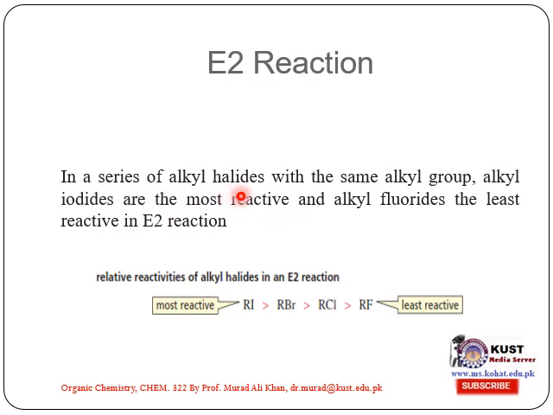In a series of alkyl halides with the same alkyl group, alkyl iodides are the most reactive and alkyl chlorides are the least reactive in E2 reaction. This is the relative reactivity of the alkyl halides. Alkyl iodide is the most reactive, then comes the alkyl bromide, then the alkyl chloride, and the alkyl fluoride is the least reactive because fluorine has a high electronegativity and is very tightly bonded to the carbon.